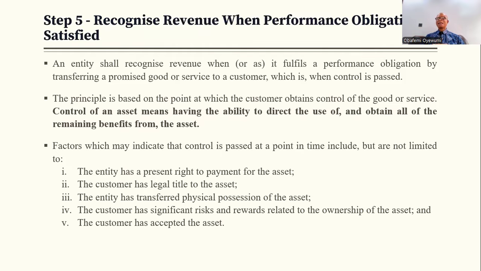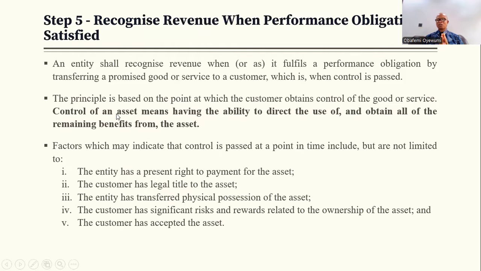Revenue recognition here is to be done when control is passed. When control over the asset is passed to the customer. Control of an asset means having the ability to direct the use of, and obtain all the remaining benefits from, the asset. So if I go to the market, for example, to buy a particular product, as the customer, it means that I have control over the asset. I have the capacity and ability to make use of the asset anyhow I want, and of course to benefit from it. That's what this is talking about.